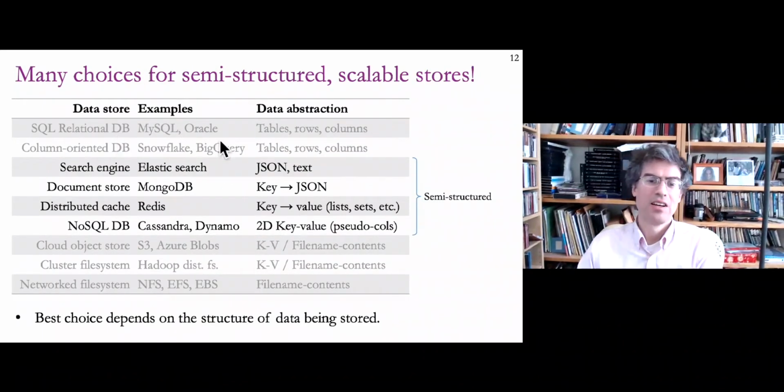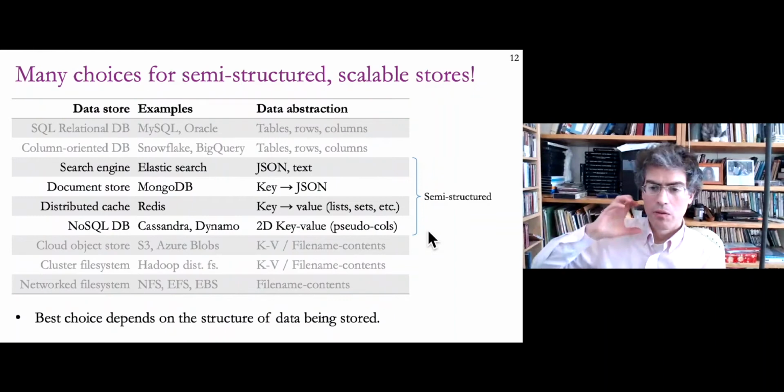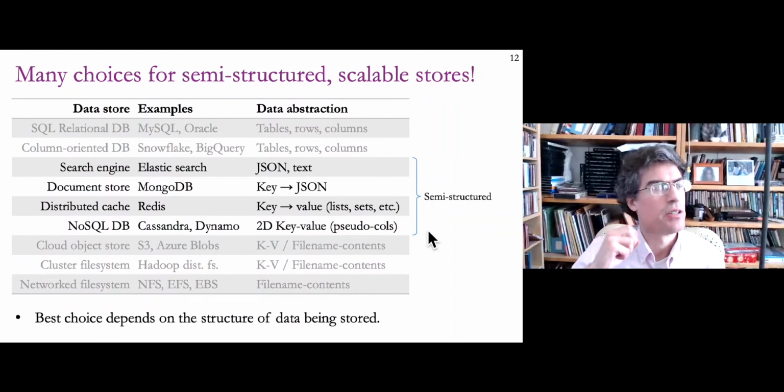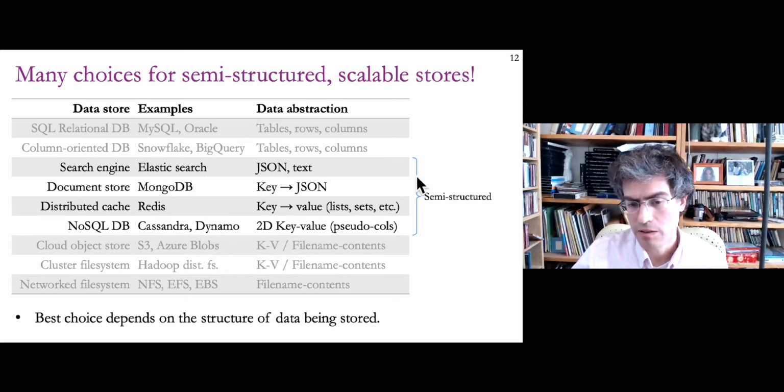So finally, we get to what I think is the core topic of this lecture, which is choosing between the different NoSQL databases that all have different kinds of semi-structured data values, and they're all highly scalable with hash-based partitioning. And again, the best choice here depends on the type of data that you're storing.